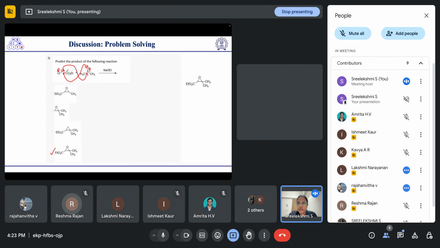I hope it's clear. So first proton abstraction will take place from here, and this will attack this carbonyl group, and here this O minus again will attack the same center, and Cl will knock out in SN2 fashion, giving this epoxide.